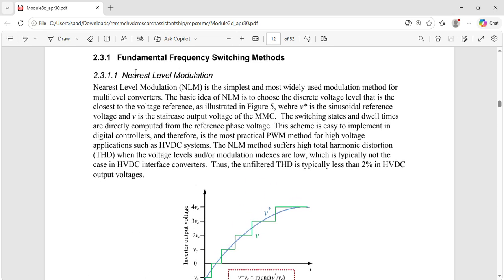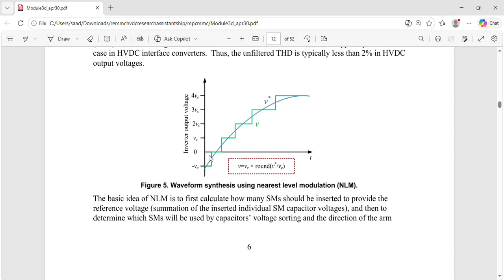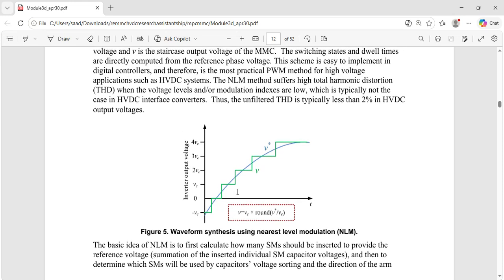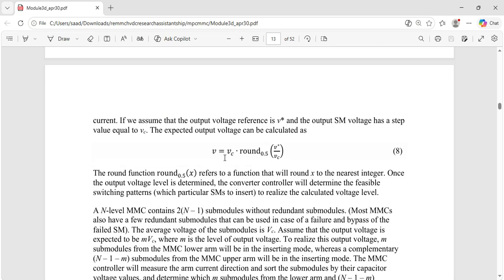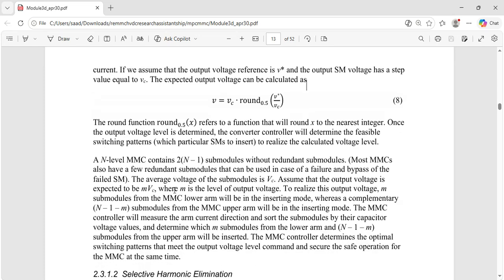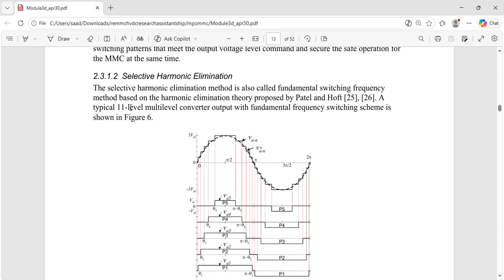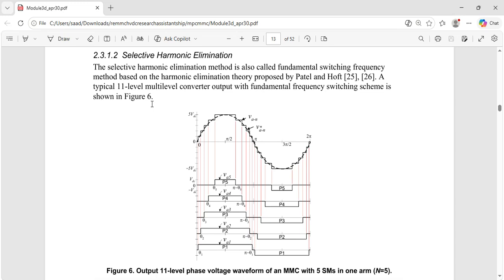So the NLM, we know, is just rounding the reference waveform according to the number of submodules. This is the nearest level modulation, and it is one of the favorite modulation schemes used in the HVDC system. Apart from this, there is selective harmonic elimination.